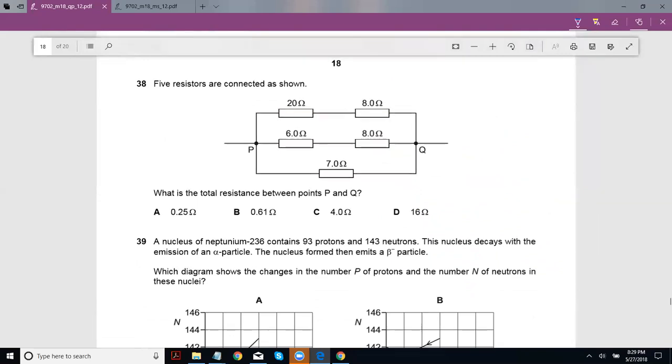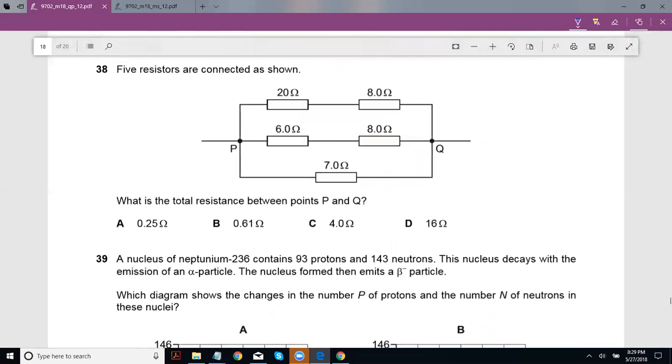What is the total resistance between points P and Q? Let's just add them in series first. So this is 28 and that is 14 and that is 7. So you just do 1 upon 7 plus 1 upon 14 plus 1 upon 28.